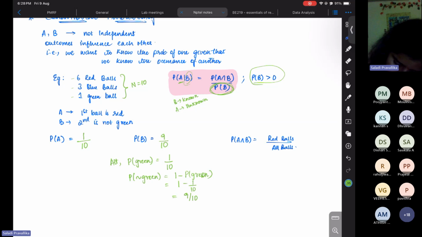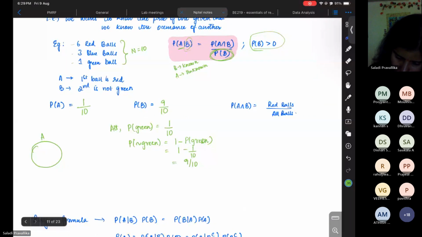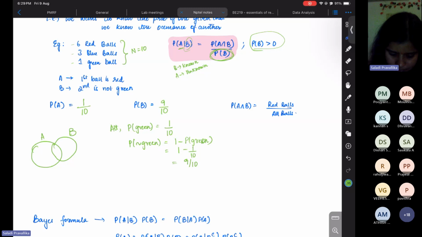What is the P of A intersection B? So it's like a diagram. This is A, and this is B. A means red only, right? And B means no greens at all. I have an overlap here because the second part is not green, which means the other options are red and blue, right? There are some intersections for me. So those intersections are nothing but red colored balls, right?